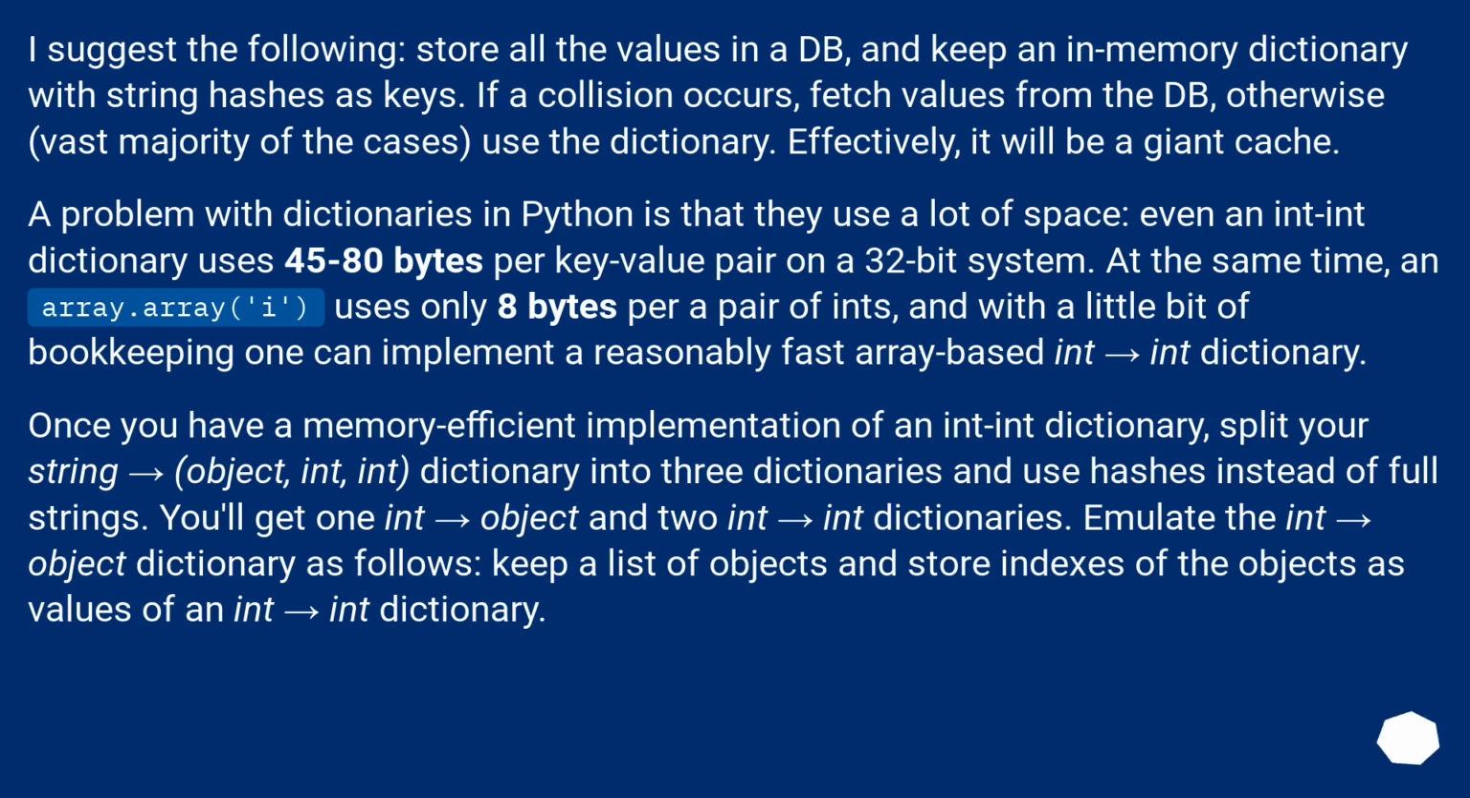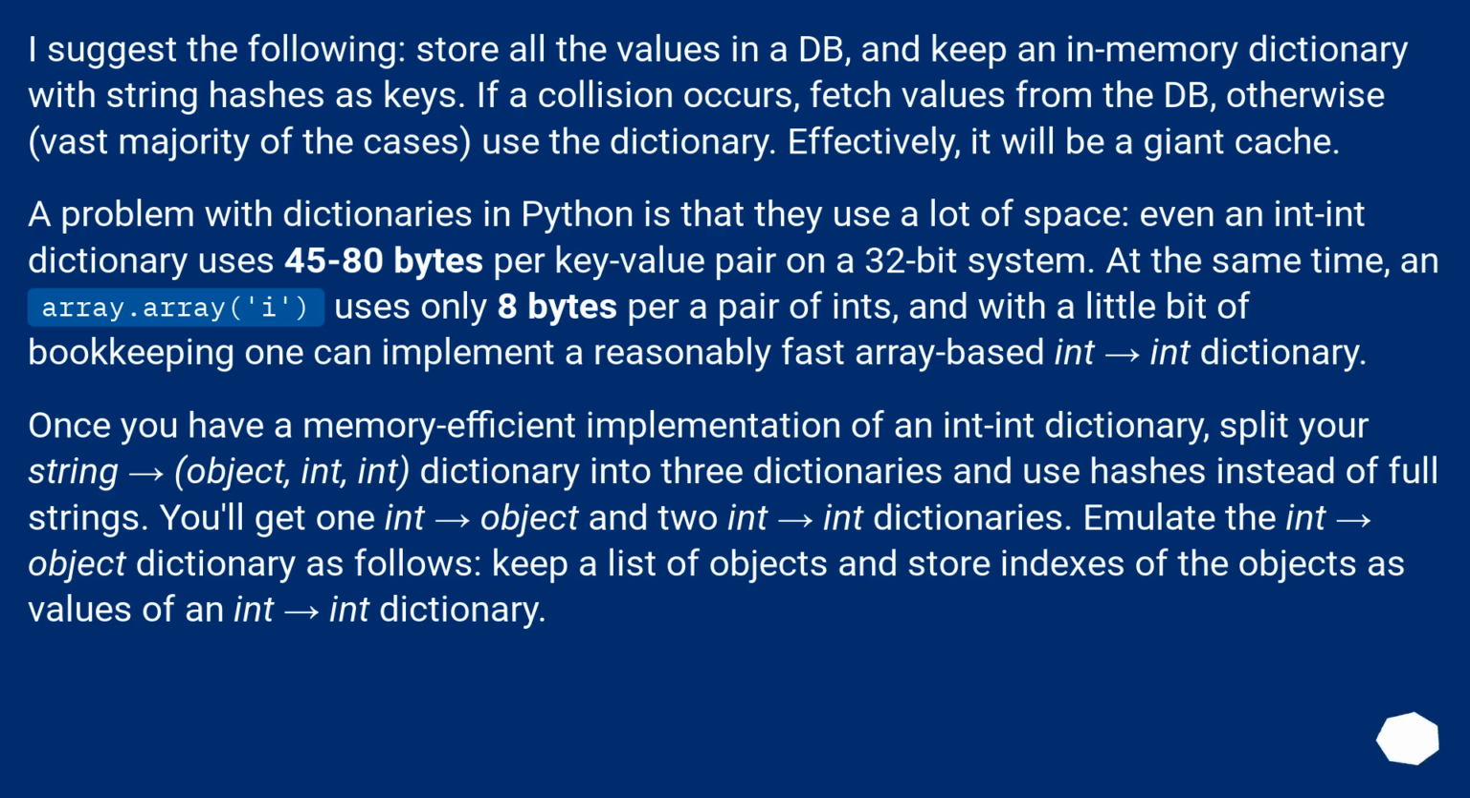A problem with dictionaries in Python is that they use a lot of space. Even an int dictionary uses 45 to 80 bytes per key value pair on a 32-bit system. At the same time, array.array uses only 8 bytes per pair of ints, and with a little bit of bookkeeping one can implement a reasonably fast array-based int dictionary.